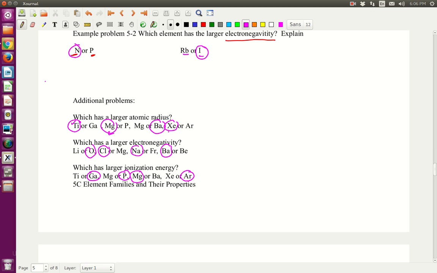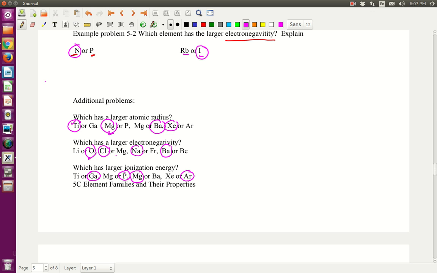Xenon or argon? Xenon has 5 energy levels. Argon only has 3. Xenon is larger. Okay? Larger electronegativity. Look up. Are they closer to fluorine? Oxygen's right next to fluorine. Now, it also has 2 energy levels and 6 valence electrons, so it only needs 2 more electrons. That's really why it's more electronegative than lithium, not just that it's closer to fluorine.